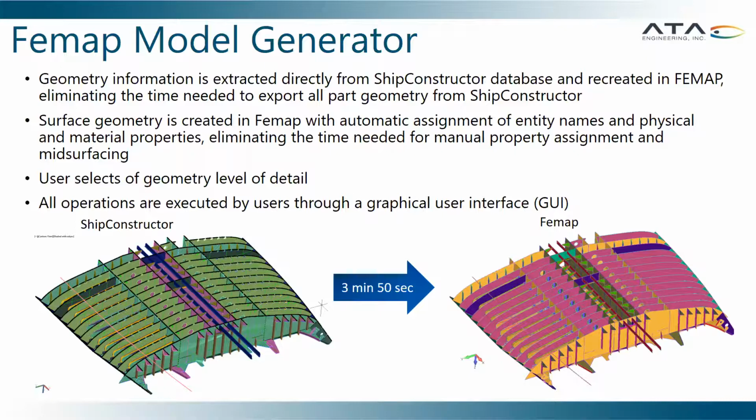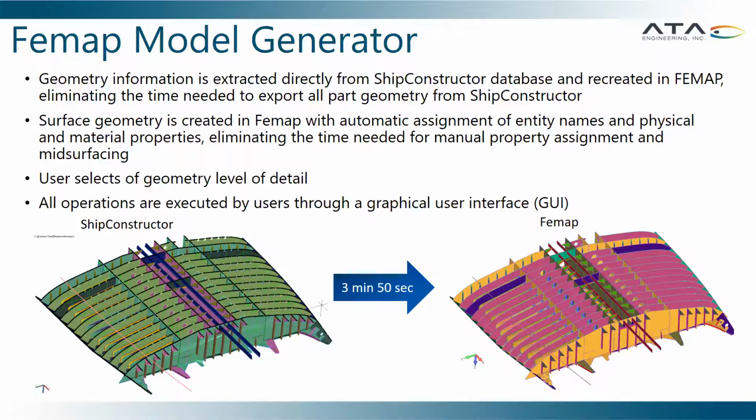So what the model generator does is, instead of using that external file, the step file, we query the ShipConstructor database directly. We can access the ShipConstructor database, and we can look at, say, a plate, and we can see the actual geometry definition of the underlying 2D plane that defines this plate. So we can pull all that point and edge information into Femap, and then we can use the API to create that plate from scratch as a 2D surface.